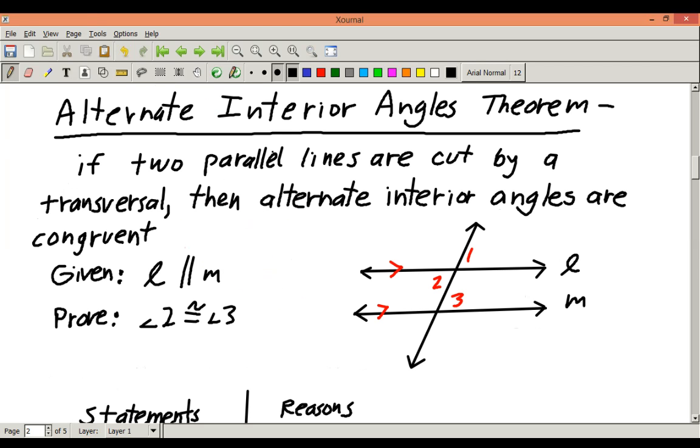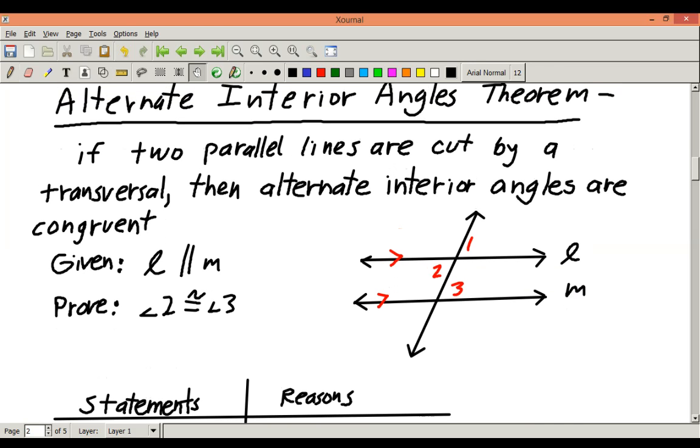Remember that alternate interior angles are on opposite sides of the transversal, in between the parallel lines. So the theorem says if two parallel lines are cut by a transversal, then alternate interior angles are congruent. So we're going to do that two-column proof. So you see lines L and M are parallel. You can see that by the red arrows. And then we have some numbered angles there that we're going to use in this proof.